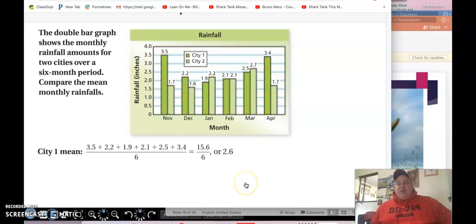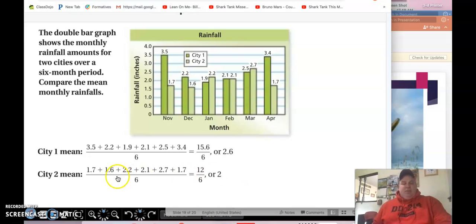Go ahead and press pause now. If you did that, you should have come up with 12 divided by 6, or 2 inches of rainfall on average. So what this means is city number 1 has more rainfall on average than city number 2.